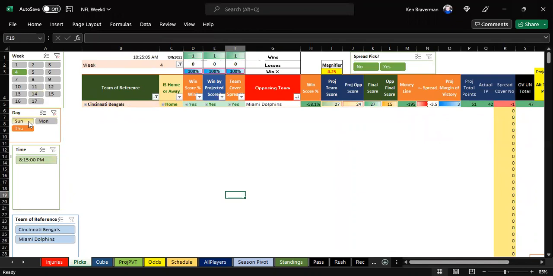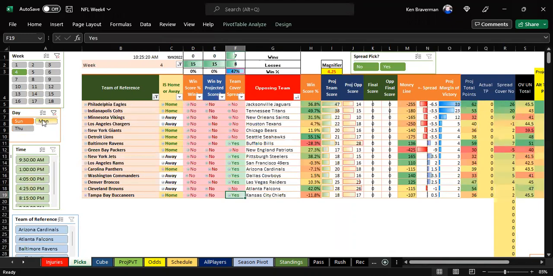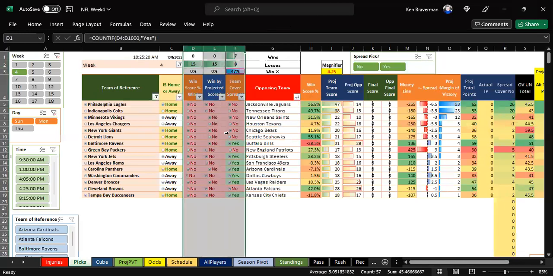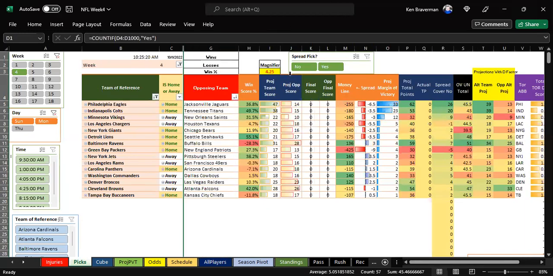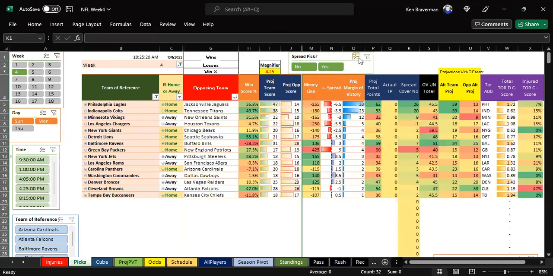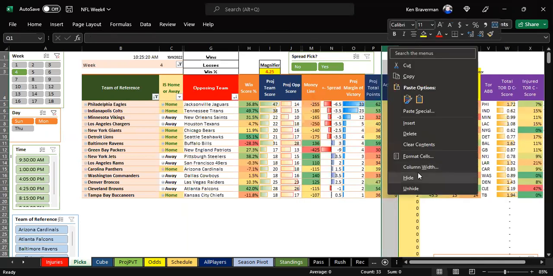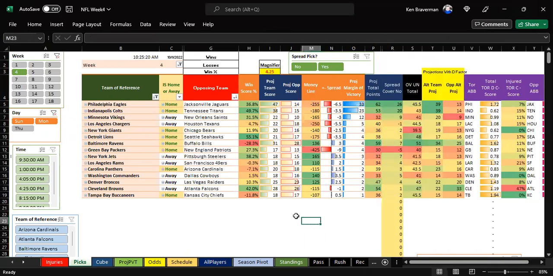Let's see. Sunday and Monday, let's take a look at these games. I have done some things to the injury report and to the rosters, which I will discuss in a second, especially when it comes to kickers. But let's take a look at everything, because this is my first time looking at it since I updated.